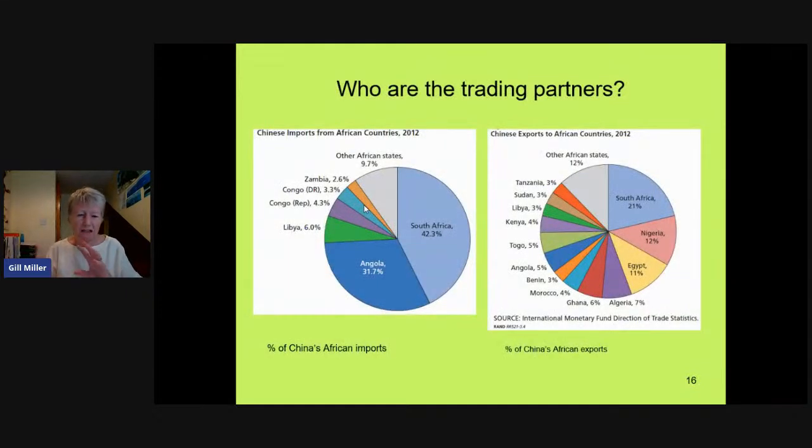So who is China trading with? Well, on the right-hand side, the exports into Africa, and you've got there South Africa, Nigeria, Egypt, the big guns. 4% of Kenya's exports, of all exports to China, come from Kenya. That's the interpretation. And then the imports to China from African countries mainly come from South Africa and Angola, but a significant proportion from other countries. And that was only 2012. So things are moving all the time.